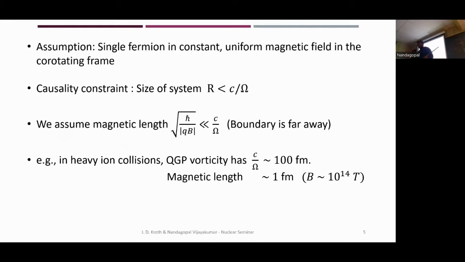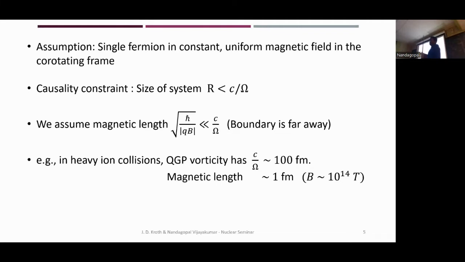Now, quantum mechanically, what this means is that for our wave function, we should set boundary conditions such that the wave function vanishes at c over omega. But that is difficult to do for a Dirac spinor, possible but difficult. So in this calculation, we'll use a different assumption, which is the magnetic length, given by the formula shown here, which is the characteristic length beyond which the wave function is suppressed in a magnetic field. This magnetic length we will take to be much smaller than the size of the causal boundary.